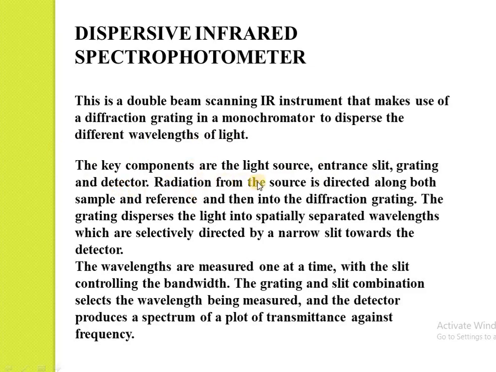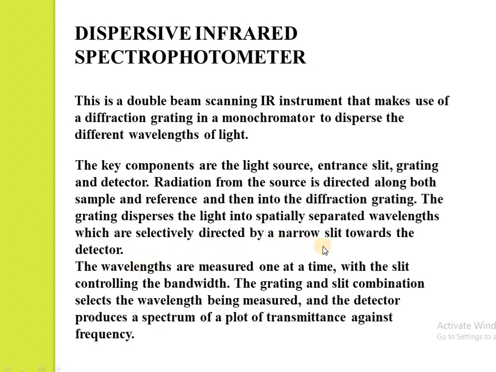The radiation from the source is directed along both the sample and reference, and then into the diffraction grating, and the grating disperses the light into spatially separated wavelengths, which are selectively directed by a narrow slit towards the detector.